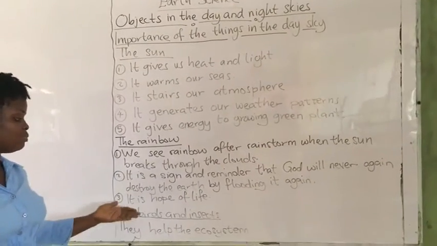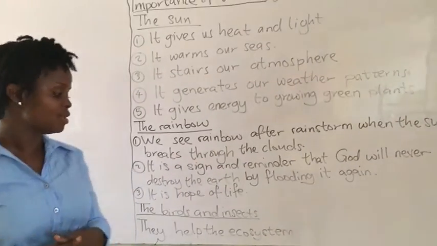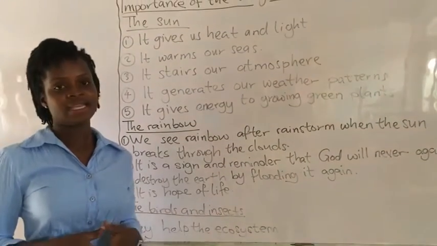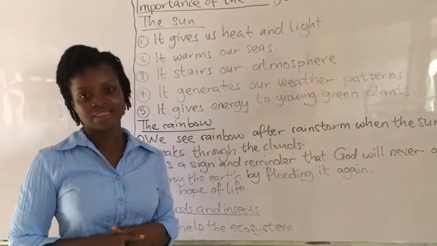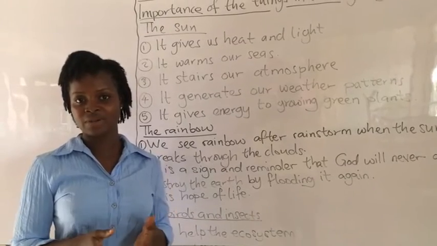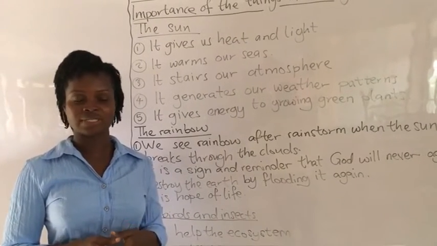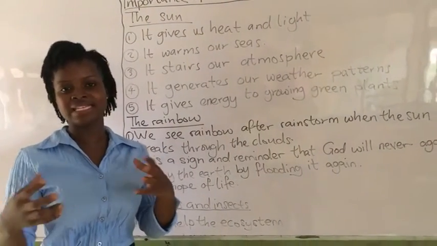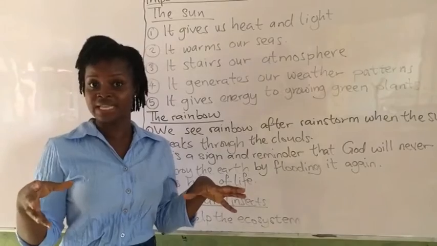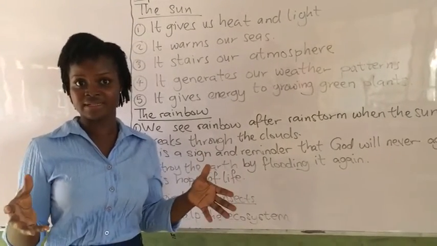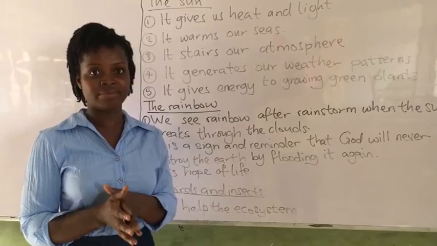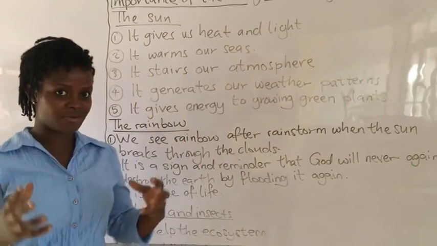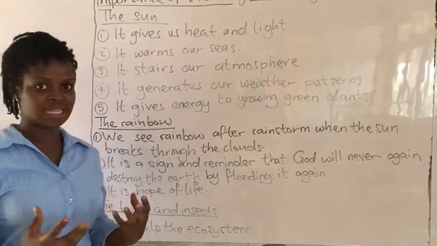Now what about birds and insects that we've been seeing? What is their importance? They help the ecosystem. In class 3, I hope you learned something about the ecosystem, which is talking about the community of living things that interact with each other in their environment, even with non-living things. I hope you really get me. So the birds and the insects come in to interact with the living things as we see around.